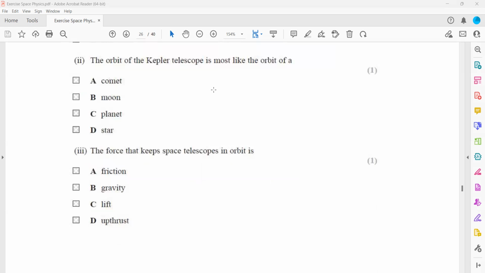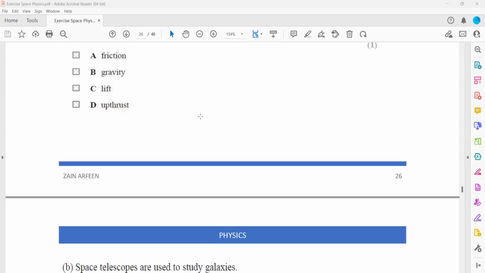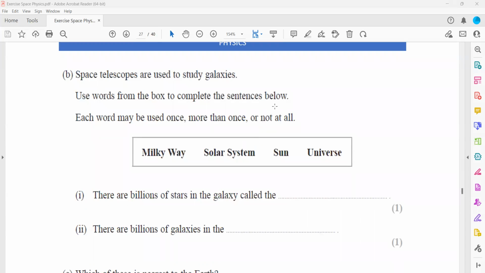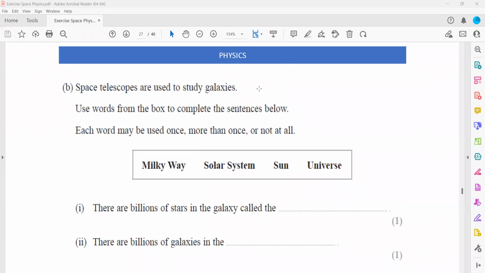What is the right answer? The orbit of the Kepler telescope is most likely to be the orbit of a planet, because the planets are orbiting the Sun. That's why it is likely to be an orbit like a planet. The force that keeps the space telescope in orbit is, that's right, the gravitational force. It is responsible for keeping these telescopes orbiting the Sun as well as the Earth.